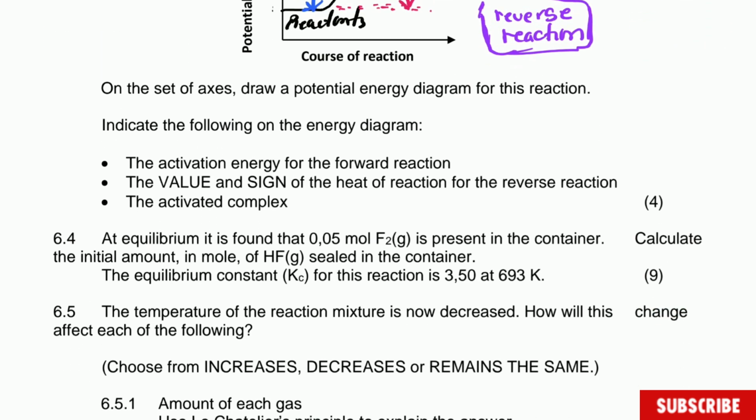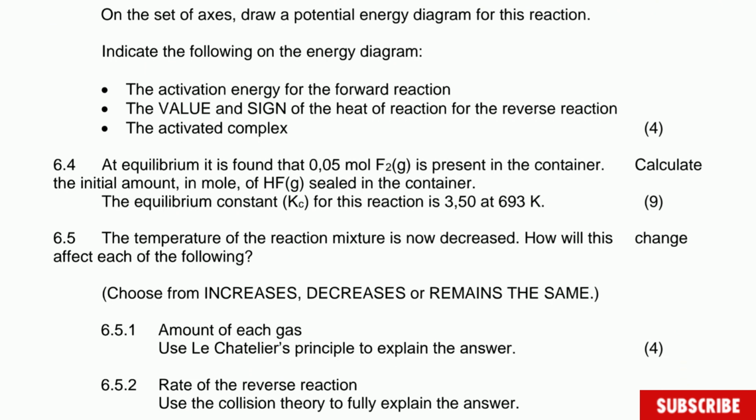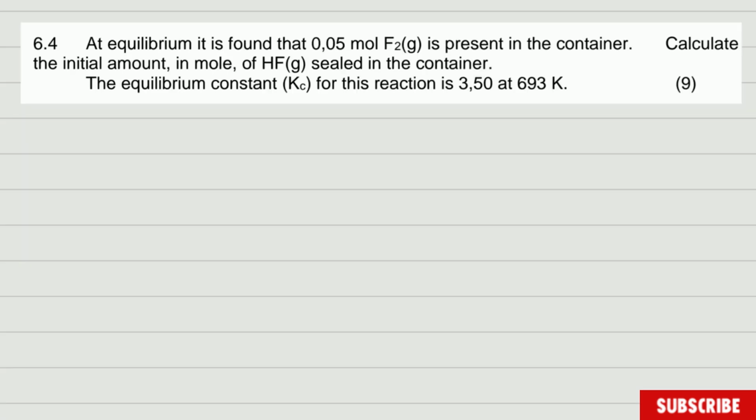Question 6.4. At equilibrium, it is found that 0.05 mole of F2 is present in the container. Calculate the initial amount of mole of HF released in the container. The equilibrium constant is 3.5 at 693 Kelvin. Okay, I isolate the question on this side so we can answer this one. Now for this one we are going to use the right table.